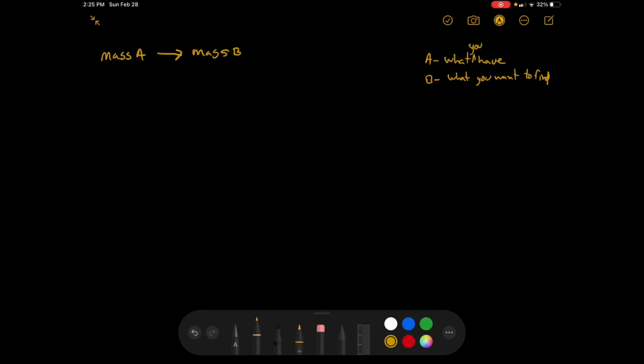So if you're going from mass A to mass B, then what you're going to start with is like this. You're going to do your T-chart. You're going to write down what you have, which is going to be mass A. And then you are going to write your T-chart out.